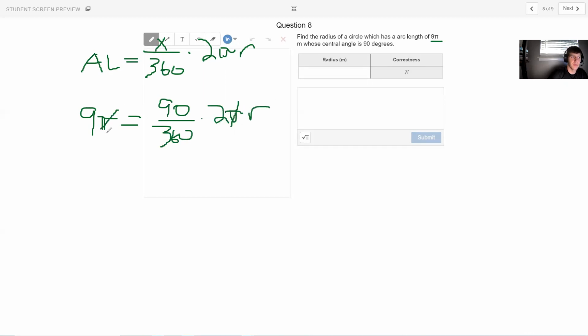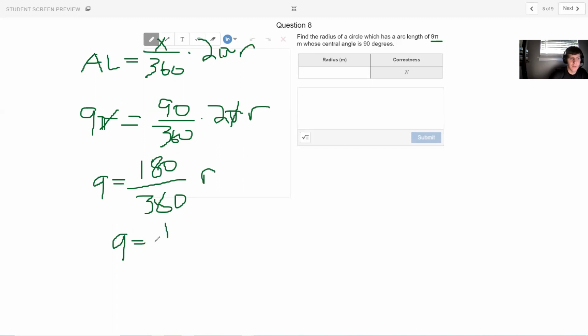So I'm going to divide by pi on both sides, cancel them out. Okay, and then I'm going to simplify this side. So I'm going to have 9 equals, that is 180 over 360. Right, 90 times 2 is 180. Okay, and we're left in the same dilemma as last time. We can multiply both sides by 360, and then divide both sides by 180. That'll work. Or we can simply reduce.